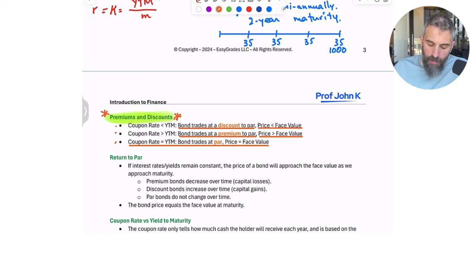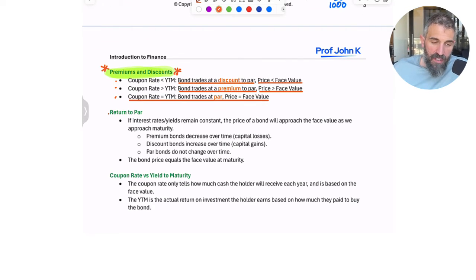Now, a couple of things that are a little bit less known. One is the return to par. Now, it's less known because students don't really test on this all that much, and students kind of ignore it as a thing that doesn't really matter all that much. But I think it does matter.